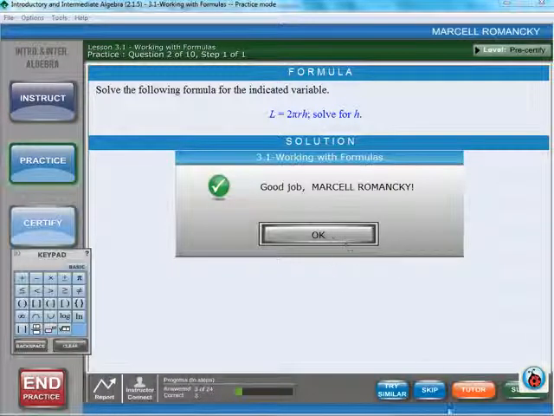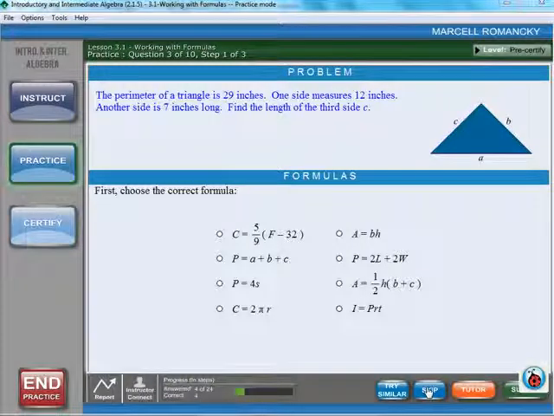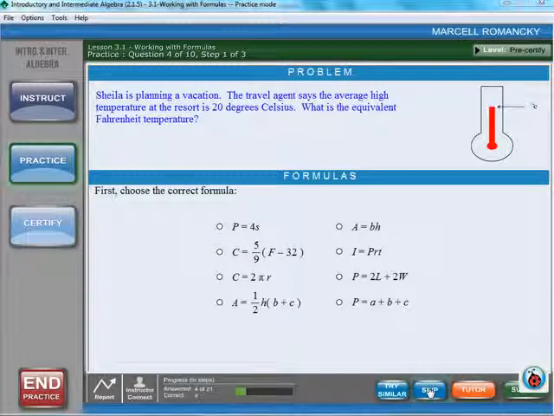Let's skip around here some and let's see what else we come up with. I just want to make sure. The perimeter of a triangle, which formula? The second one, a plus b plus c. And then, of course, you would end up solving for what you have in there. Here's a thermometer one. It says Sheila is planning a vacation. The travel agent says the average high temperature for the resort is 20 degrees Celsius. What is the equivalent Fahrenheit temperature?